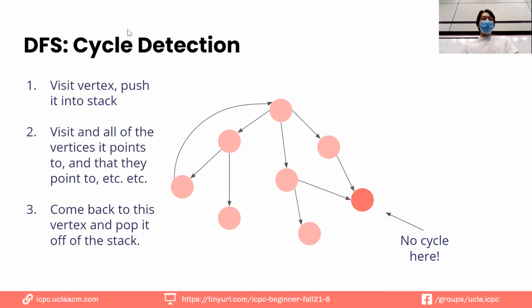So recall how DFS works. We visit the vertex, push it in the stack, and visit all of its descendants, so all of the vertices that it points to. And once we're done doing all that, we pop it off of the stack.